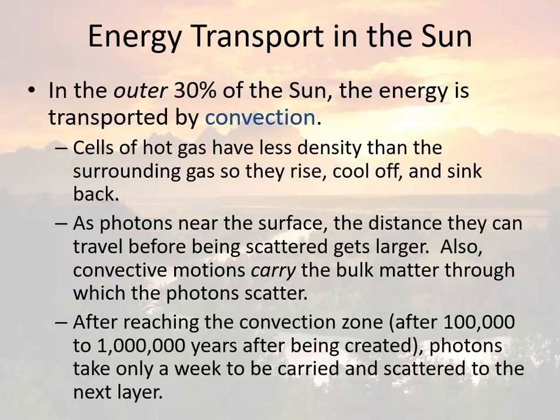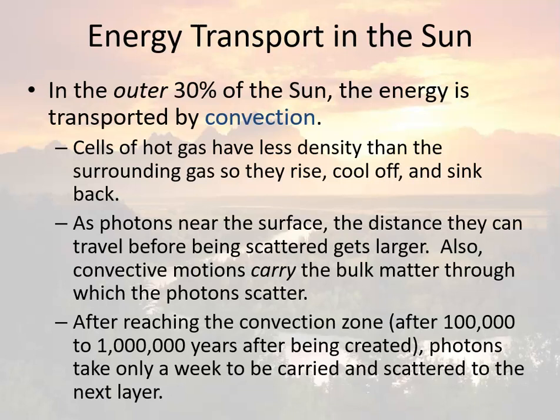Now, outside of the radiation zone, which is between about 30% of the radius and about 70% of the radius, we actually have what we call the convection zone, the outer region of our sun, the outer 30%. Energy is transported by convection. So what convection is, it's a bulk movement of a fluid. You can actually kind of see convection sometimes if you heat water on a stove and you watch right before the little bubbles start to form.